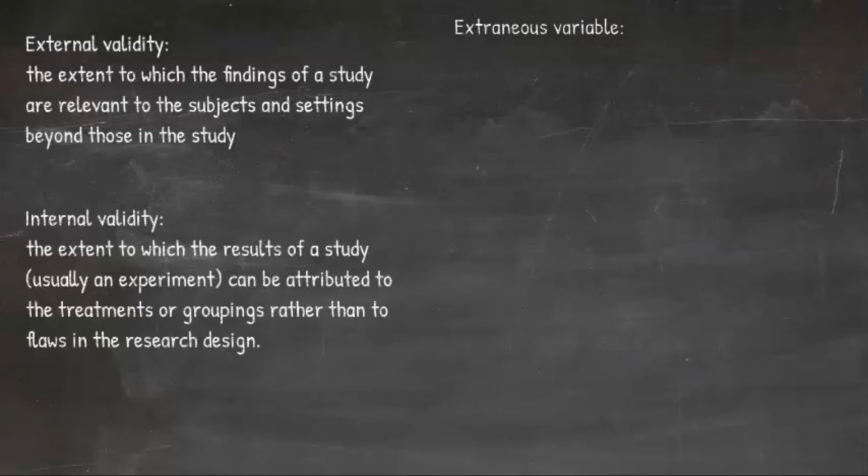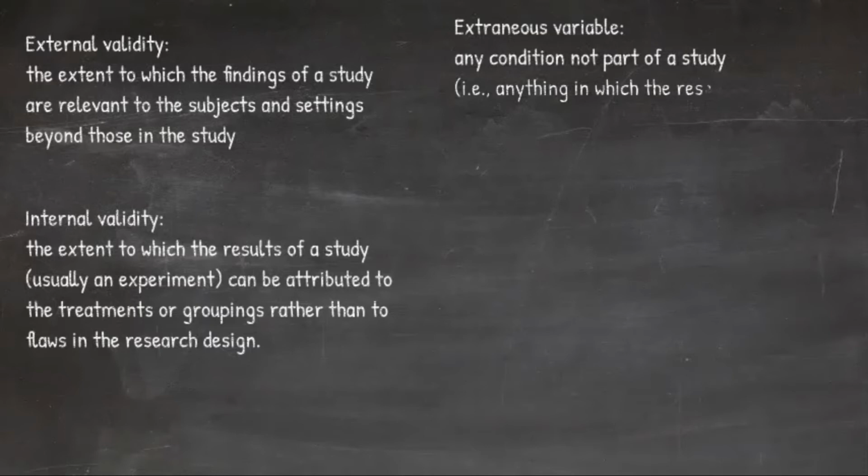Keep in mind that a variable is anything that changes, anything that can take on different values, whether we're measuring it or not. An extraneous variable, also called a nuisance variable, is any condition not part of the study, anything in which the researchers have no interest, but which could have an effect on the study's dependent variable. Researchers usually try to control for extraneous variables by experimental isolation, randomization, or statistical techniques like analysis of covariance.